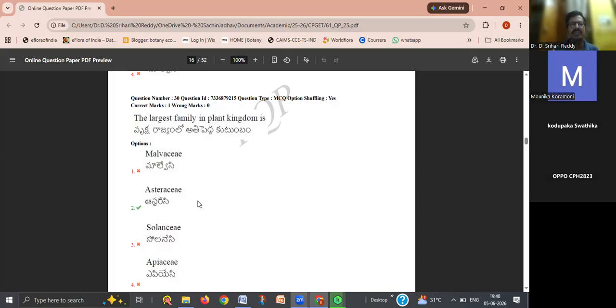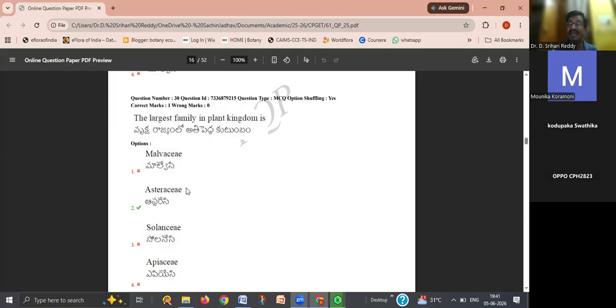And next to the Asteraceae, sometimes they may ask a tricky question like the largest family in the monocots. Because Asteraceae belongs to dicots, what is the largest family in the monocots? Can anybody say? It is Orchidaceae. Orchidaceae is the largest family in the monocots. And in the entire plant kingdom, Asteraceae. In the dicots also, Asteraceae. But if they ask specifically in the monocots, Orchidaceae.